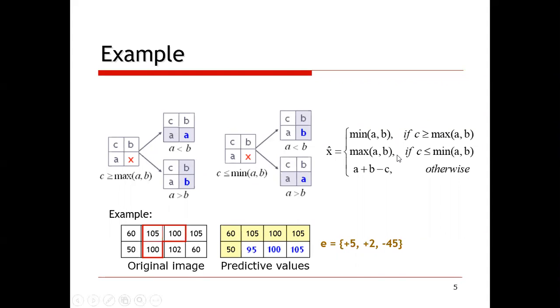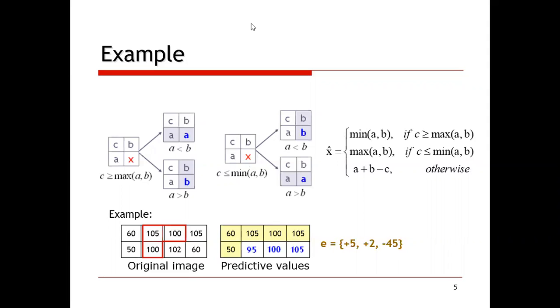So if both of the above conditions are not satisfied, then the predicted value of the pixel will be a plus b minus c. So a plus b means 105 plus 50, it becomes 155, minus 60, it becomes 95. So the predicted value of the pixel 100 becomes 95.